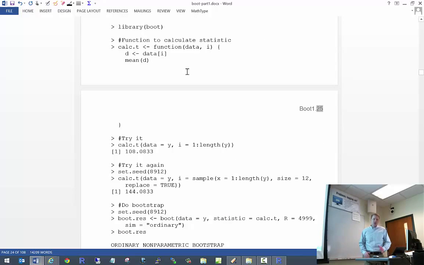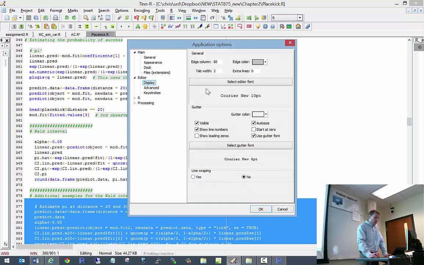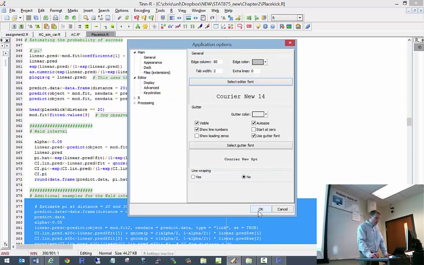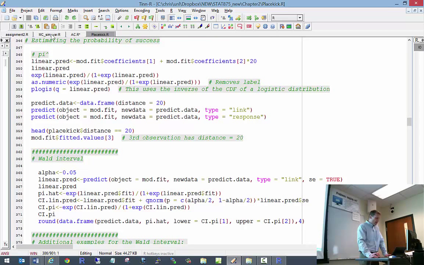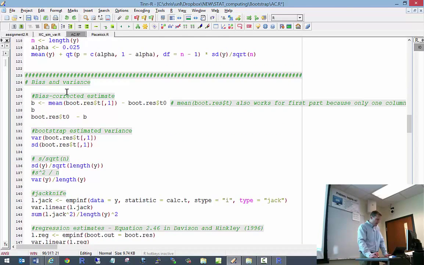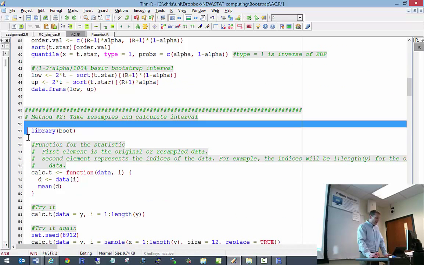Okay, so if I want to use then the boot package, I have to say library boot. Now this package is automatically installed in R when you install R itself. But in order to use the package, you do need to say library boot.